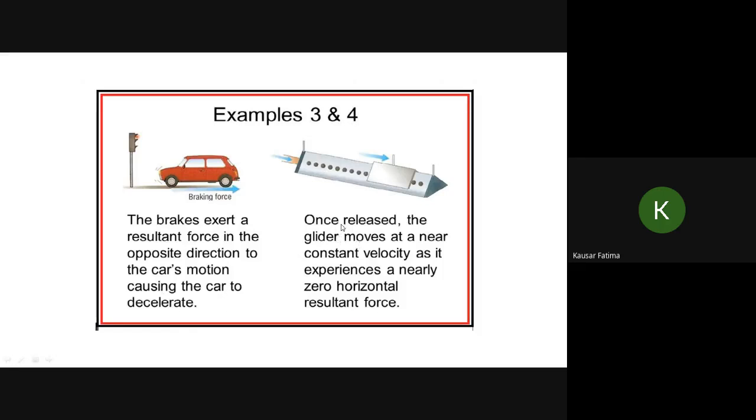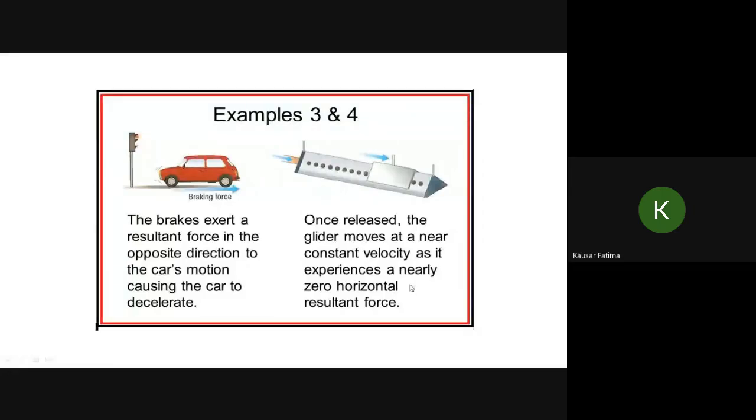In the same way, here this is an air track, so this minimizes the friction. Once released, the glider, which is moving on the track, moves at a near constant velocity as it experiences a nearly zero horizontal resultant force. So it will move with constant velocity if the resultant force is zero, meaning the forward force, the force with which it was pushed, is equal to the backward force.